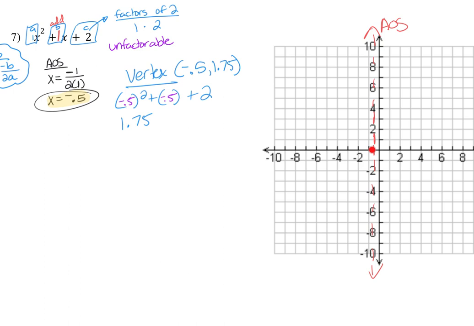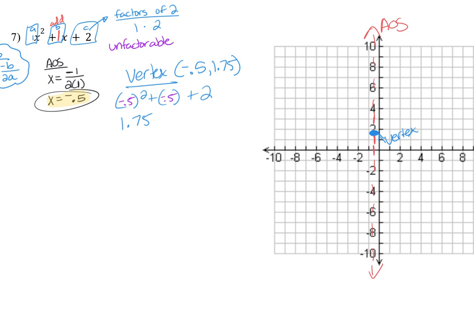Okay, I have -0.5 here, and then I go positive 1.75. So I'm almost at my 2. Okay, that is my vertex. Notice it's above, it's floating above.